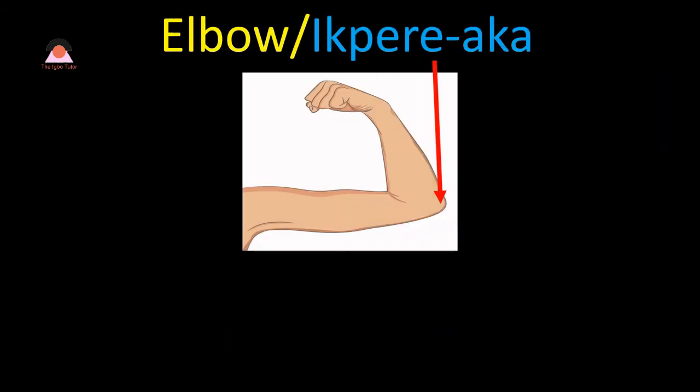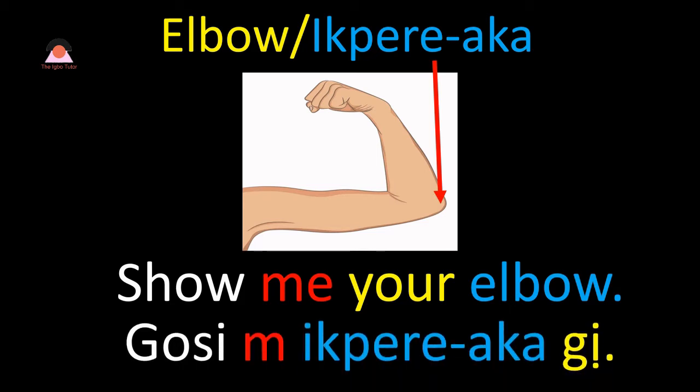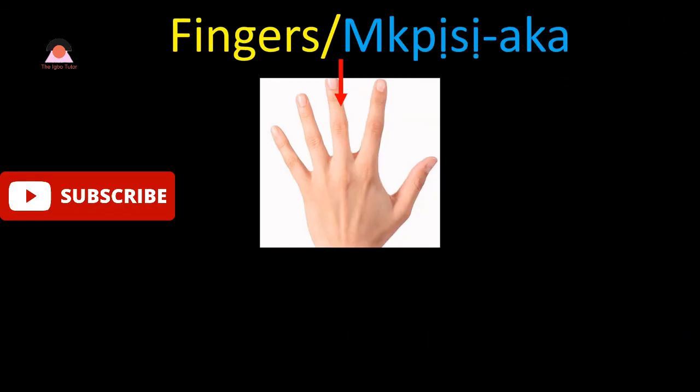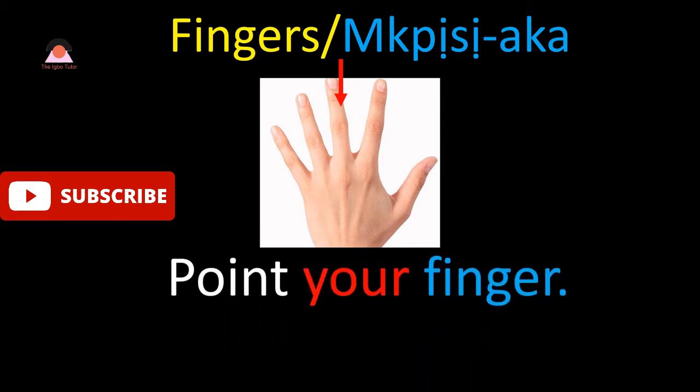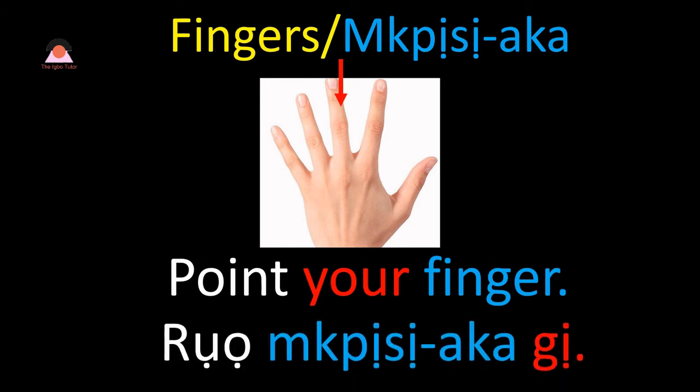Elbow, still part of the hand: ikpere aka. And the phrase, show me your elbow: Gosim ikpere aka gị. Fingers, still part of the hand: mkpịsị aka. And the phrase, point your finger, which means rụọ mkpịsị aka gị.